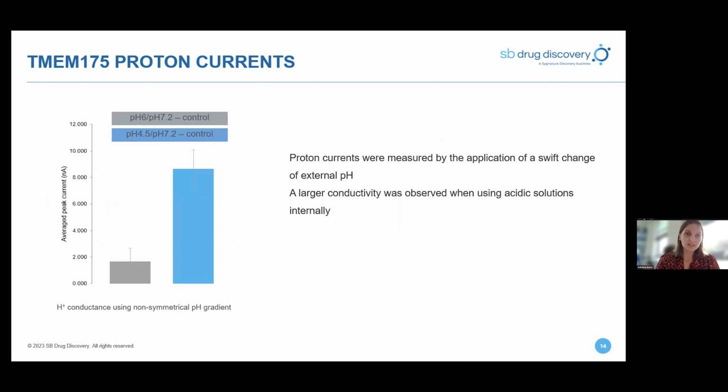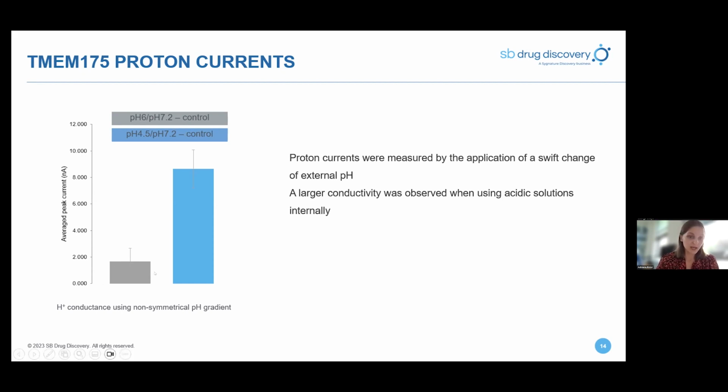And using a similar setup, we can also track the proton currents on SURFE2R for TMM175. Again, proton currents were measured by the application of a swift exchange of external pH. In this case, in none of the solutions was potassium present, so it was just application of non-activating solution to adjust the lysosomal pH to the wanted pH, in this case either 6 or 4, and then application of, again, non-activating solution at a pH 7.2. And a larger conductivity was observed when using acidic solution internally.